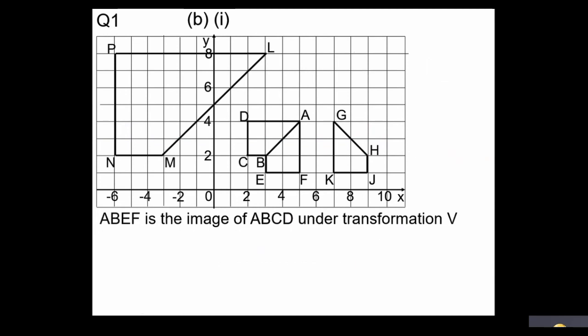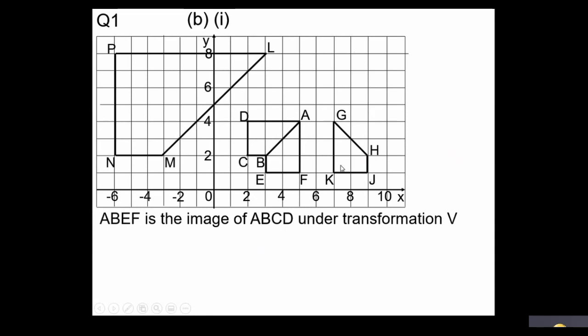ABEF is the image of ABCD. Let's look at ABCD. ABCD is here, right? This is the image. This ABCD is the object. So transformation is always from the object. Object is ABCD to the image. So it's object to image.